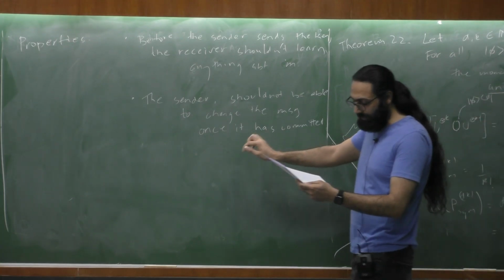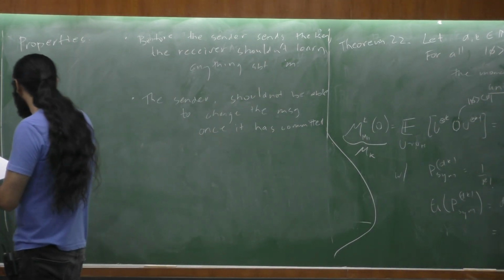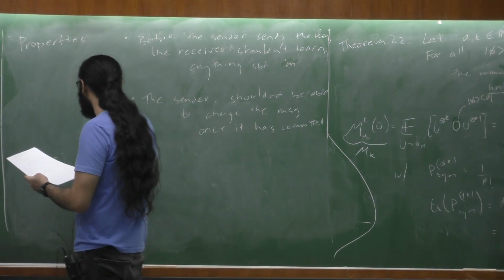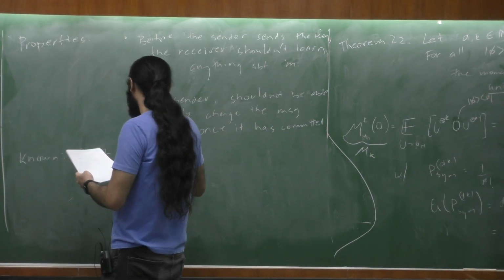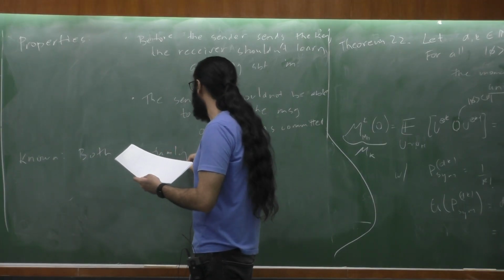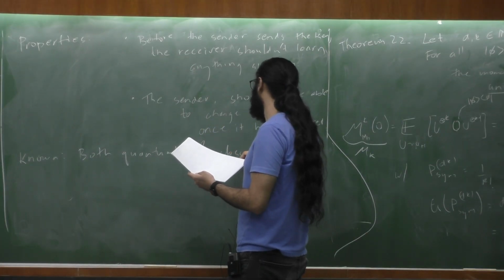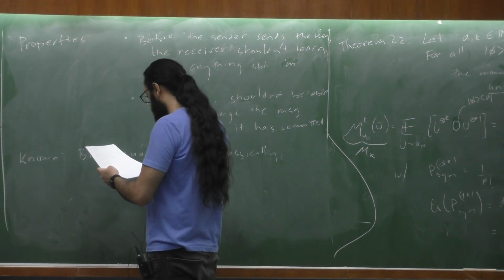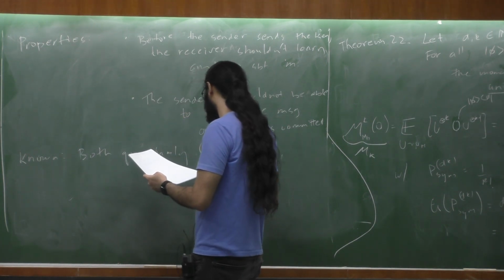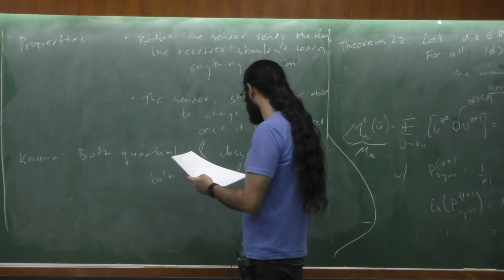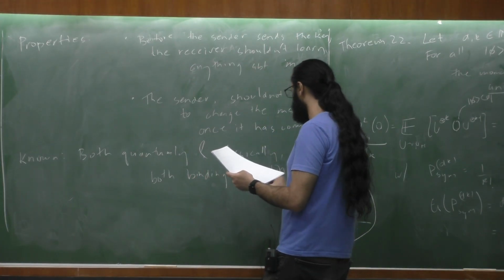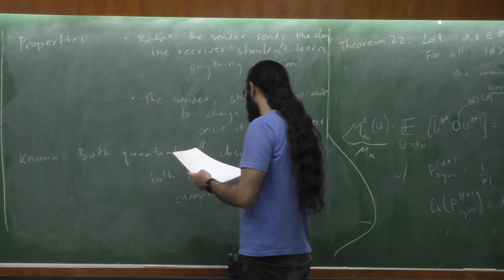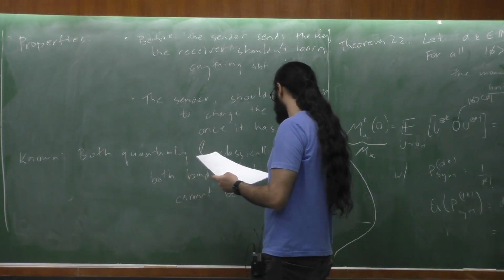Okay, so the properties are fine. And informally, what is known is that both quantumly and classically, both binding and hiding cannot be satisfied statistically.